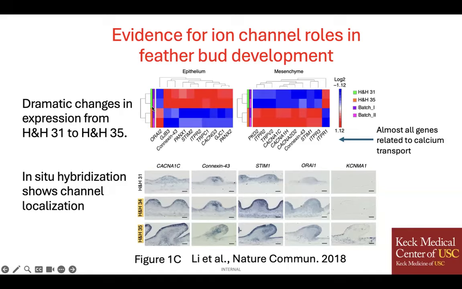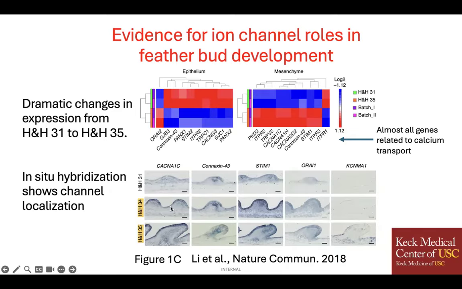And you can appreciate that there is a big difference in expression levels going from stage 31 to 35 of many of these channels. This is epithelium, and here is mesenchyme. But both epithelium and mesenchyme show very stage-specific changes in the types of channels being expressed. And using in situ hybridization, and later I'll show you some immunocytochemistry, we can start to dissect and figure out locations of some of these channels.